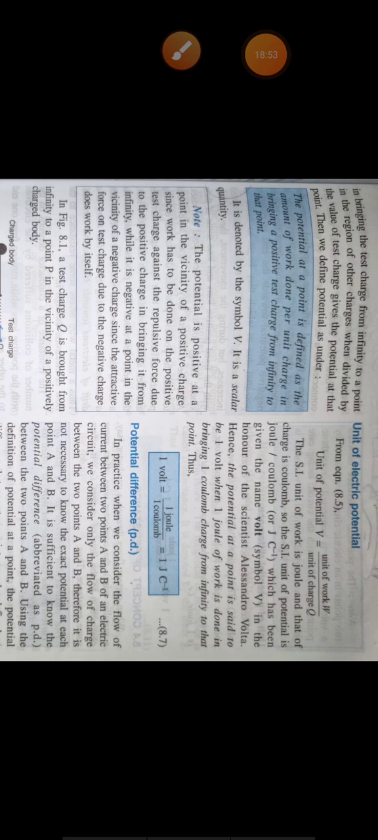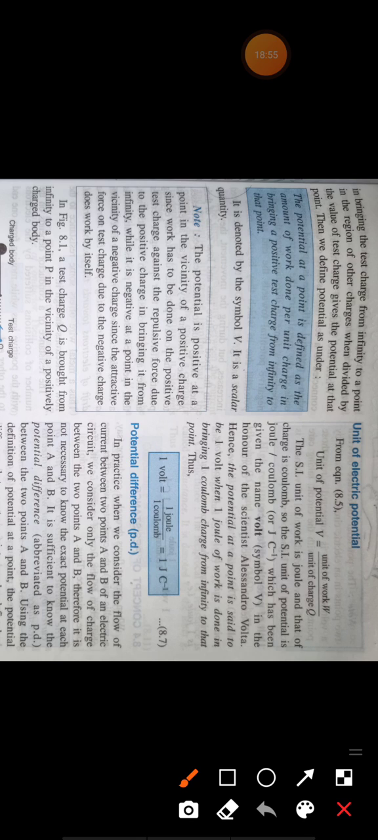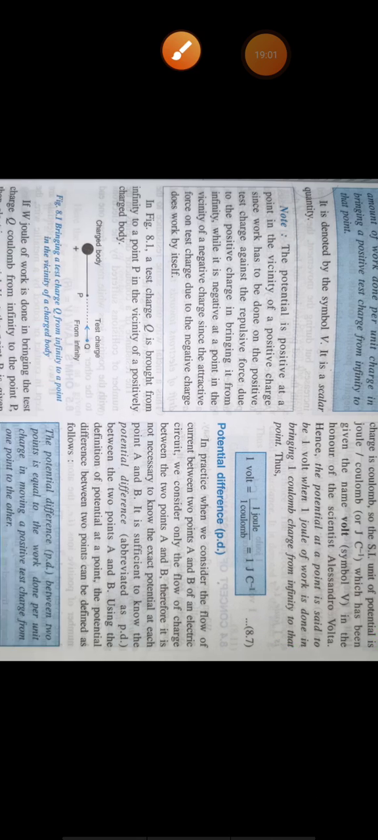The unit of potential is volt, and 1 volt means the unit of work done is joule, and the unit of charge is coulomb. So joule per coulomb, 1 volt means 1 joule per coulomb. Okay, and this potential is a scalar quantity, it is not a vector quantity.